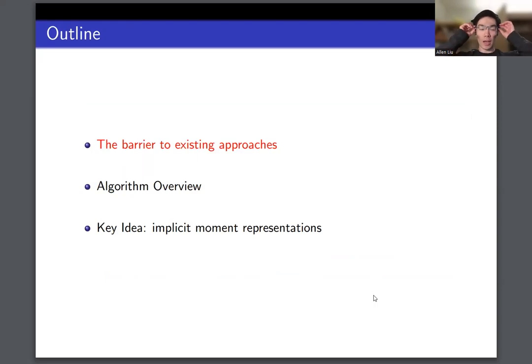Okay, so now that I've stated our main result, I'll move into the more technical part of the talk. First, something that will be important to understand is where previous approaches get stuck and why they can't cluster in polynomial time down to the information theoretic limit.